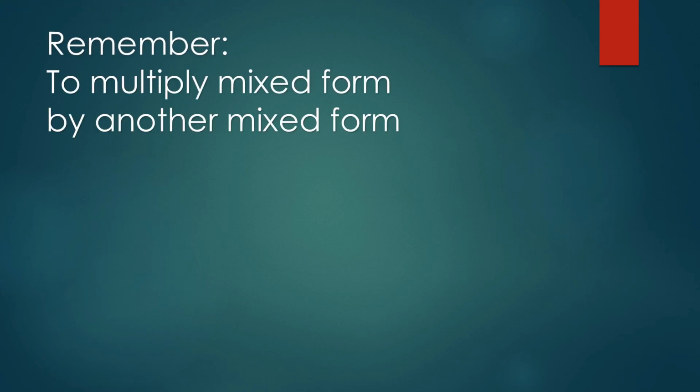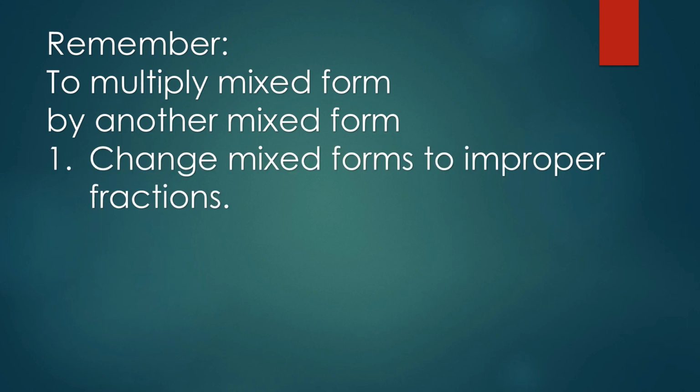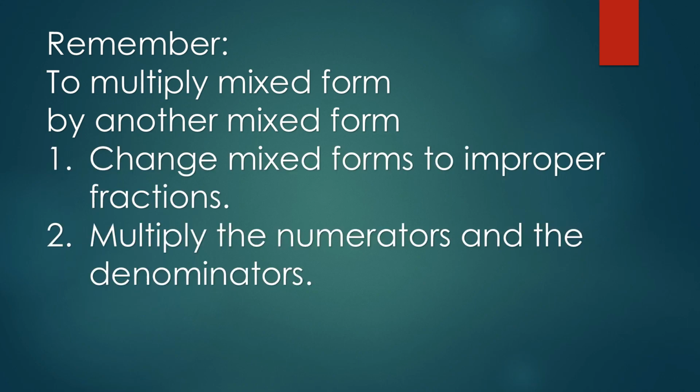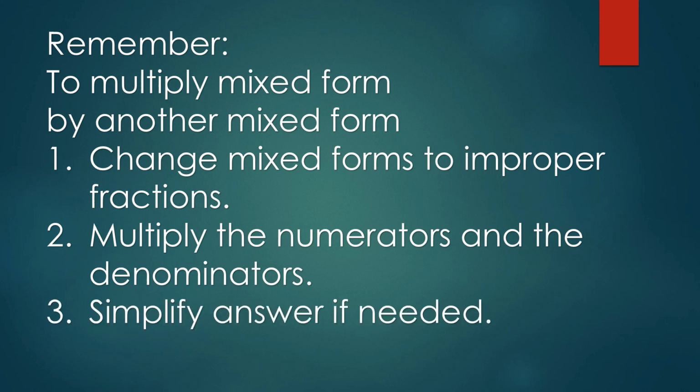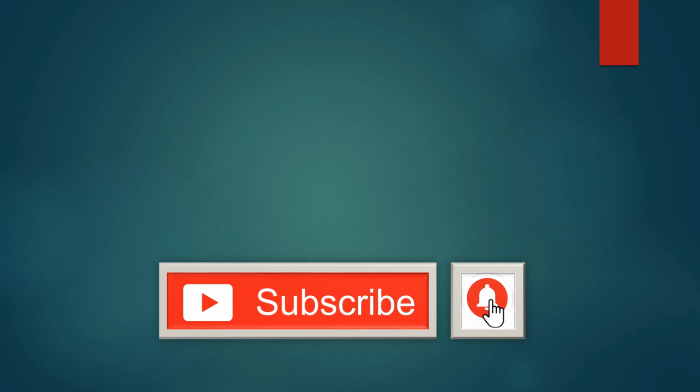Let's sum up. To multiply mixed form by another mixed form, change mixed forms to improper fractions. Multiply the numerators and the denominators. And simplify answer if needed.